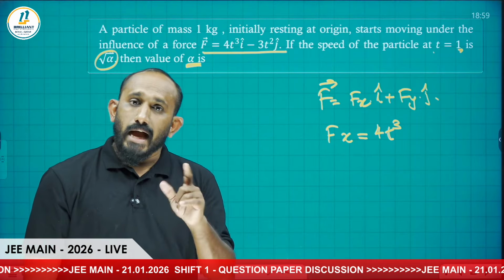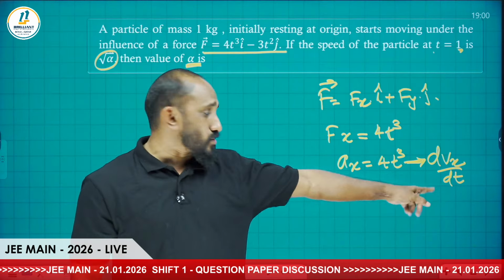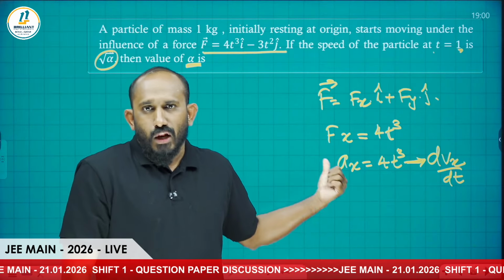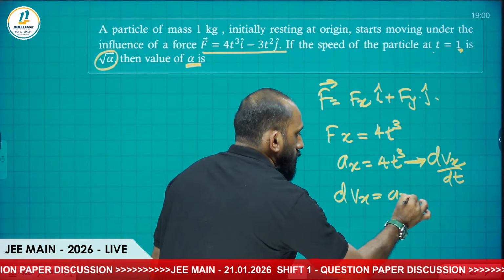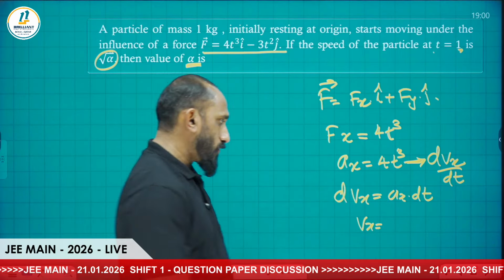Mass is 1 kilogram. So we can say Ax will be 4 into t cube. Acceleration is 4t cube. So from acceleration, how to find the velocity? We have dvx by dt. Rate of change of the component of velocity along the x-axis will give you the acceleration along the x-axis. So dvx is equal to ax into dt. So vx is equal to, you have to integrate, integral ax dt.